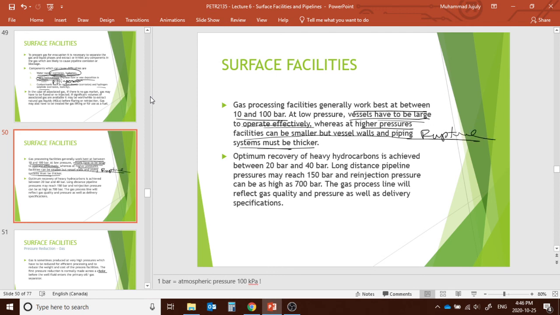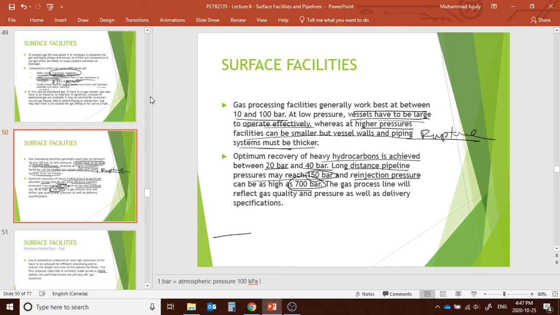The optimum recovery of heavy hydrocarbon is achieved between 20 to 40 bar. Long distance pipeline pressures may reach 150 bar sometimes. And reinjection pressure can reach as high as 700 bar. Let me explain this.